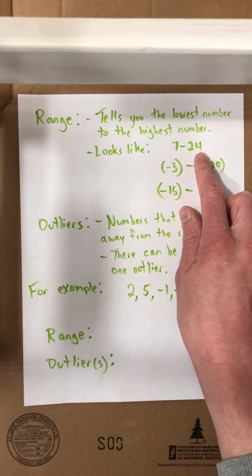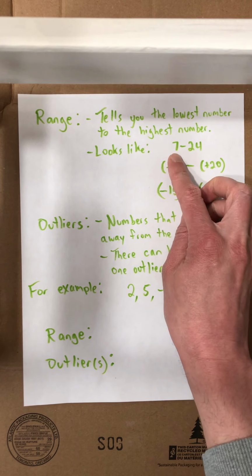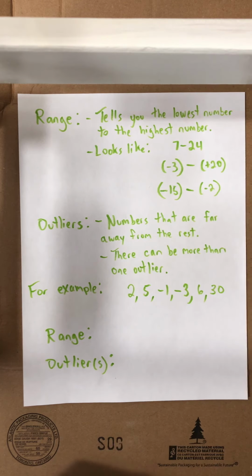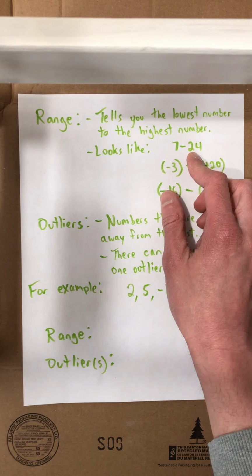Well, it just looks like a range of numbers, and it uses a little dash or hyphen in between to show what it's from. So it could be something like from 7 to 24. So all the numbers in that set of data would be from 7 to 24, with 7 being the lowest and 24 being the highest.